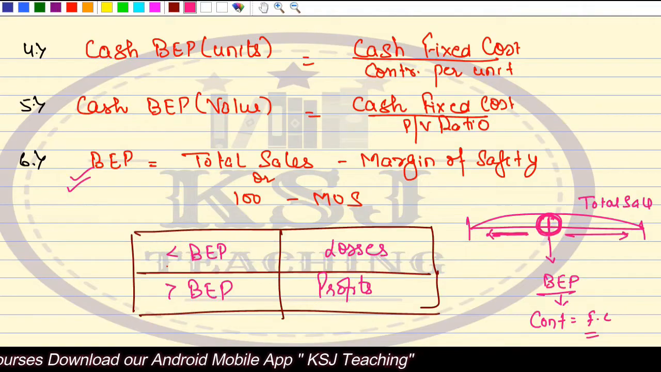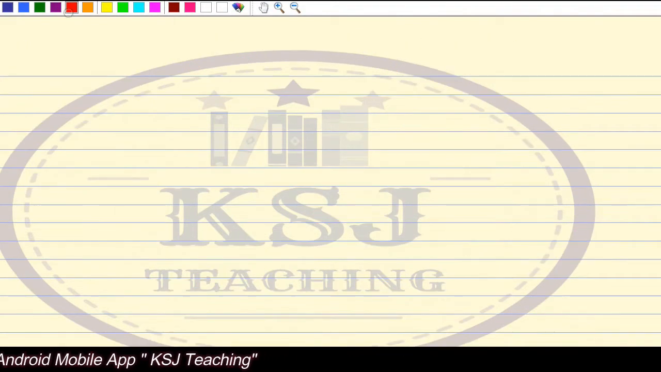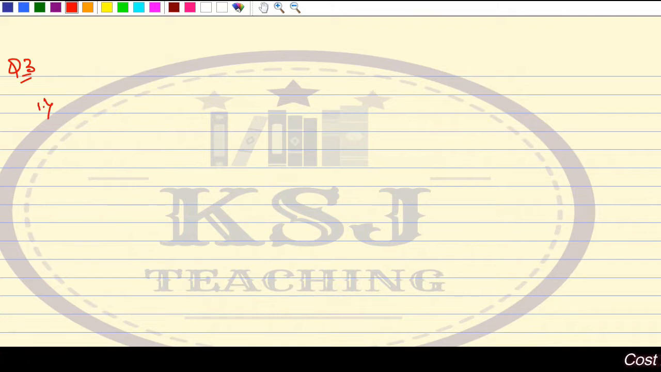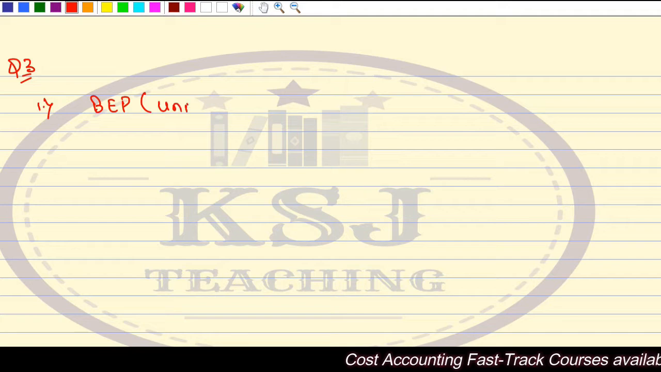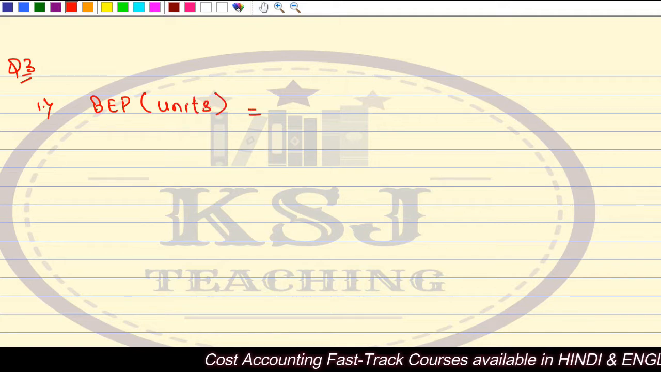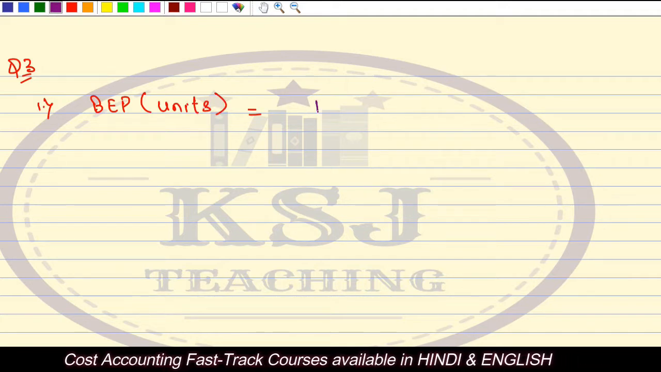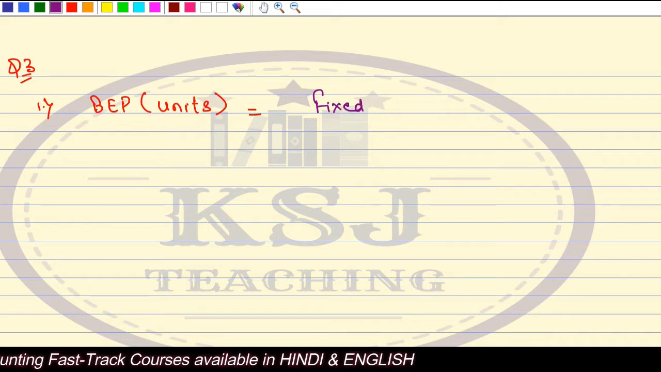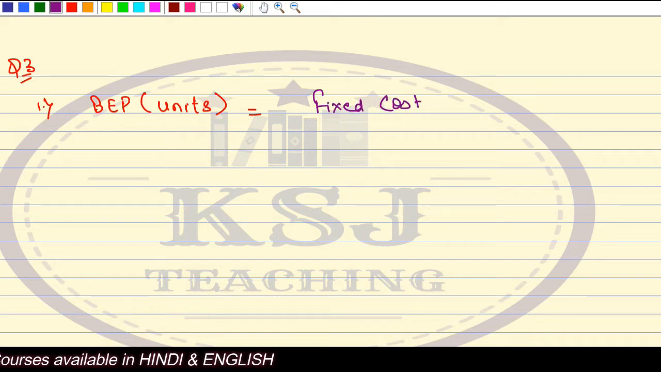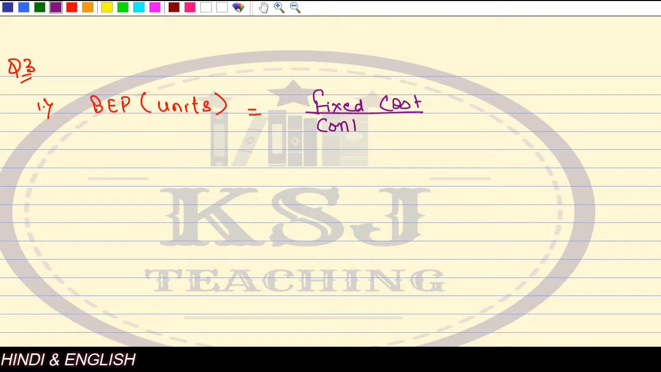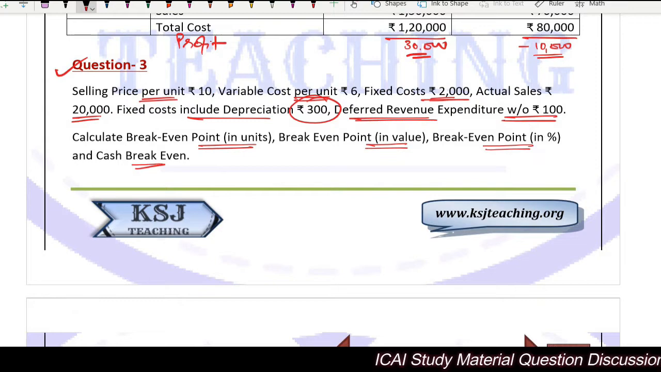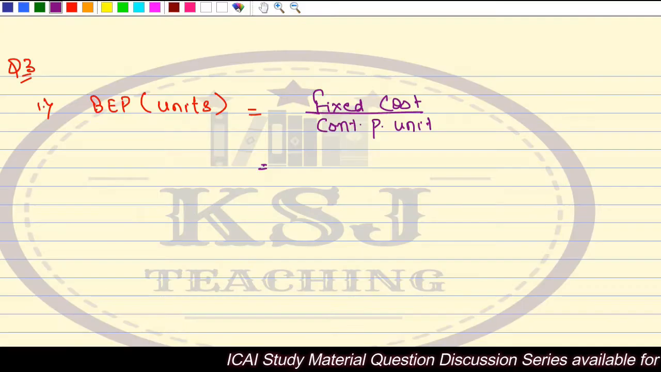Let's do it, sir. No problem. So we'll solve question number 3 first. What is the first part? First part is break-even point in units. So this is the first thing that we need to calculate. What is break-even point in units? This is fixed cost divided by contribution per unit. What is the fixed cost given in the question? The fixed cost is given as 2000 rupees.